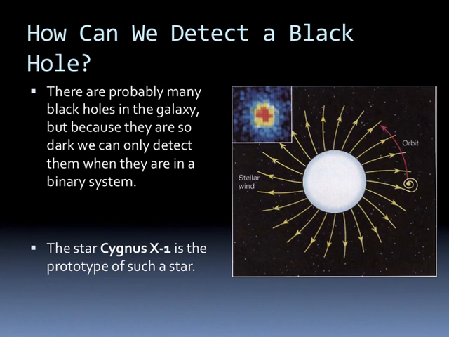So if we can never get any light from it, how can we detect a black hole? There are probably many black holes in the galaxy, but because they're so dark, we can only detect them if they're in a binary system. The star Cygnus X1 is a prototype of such a star.